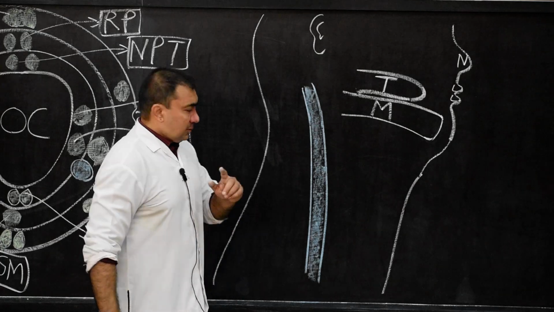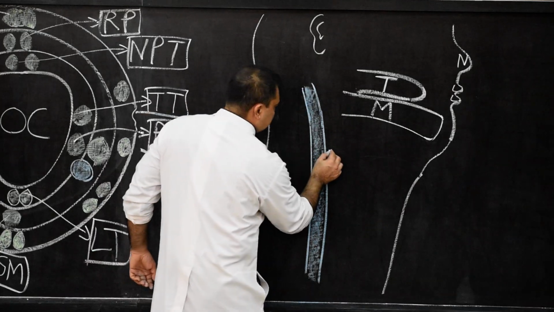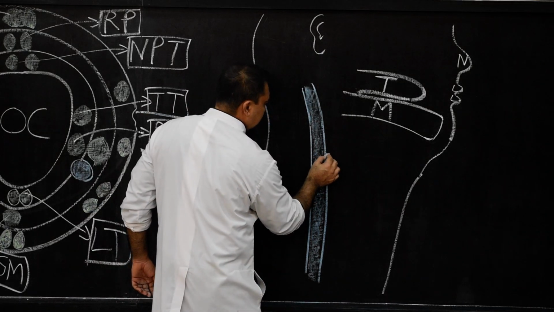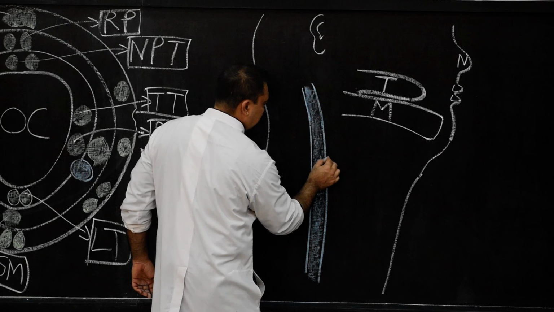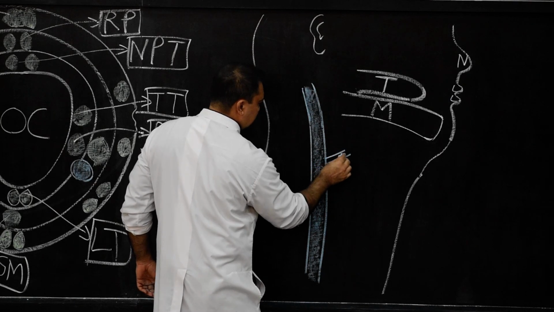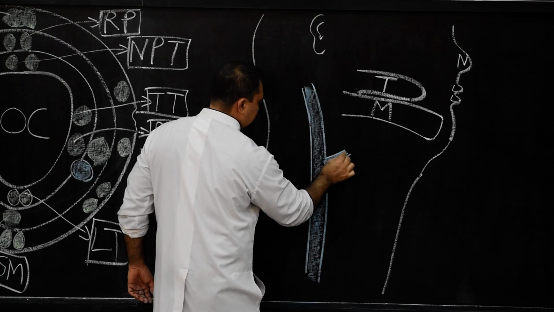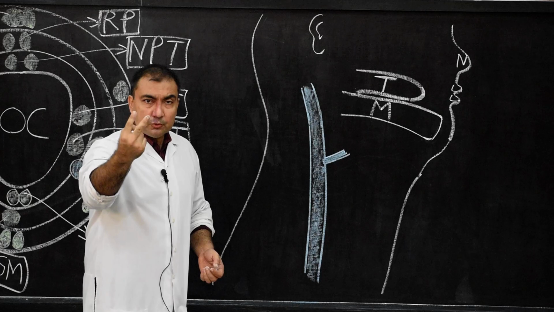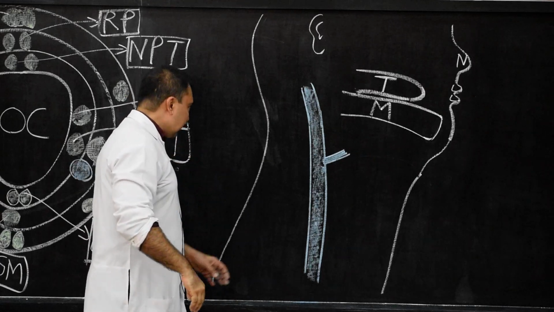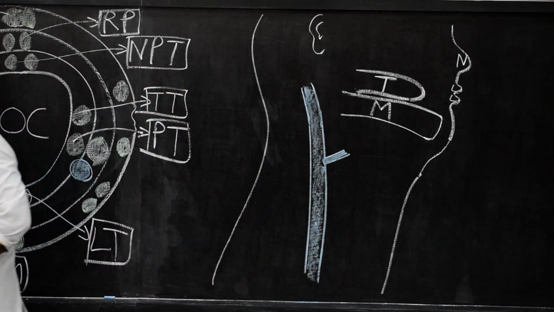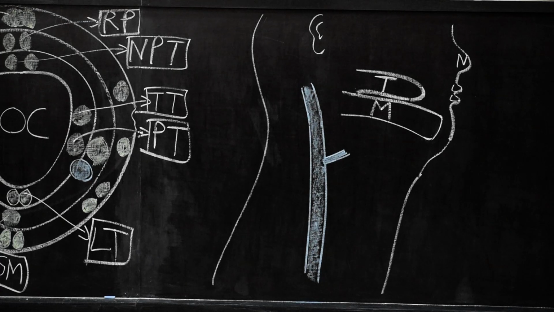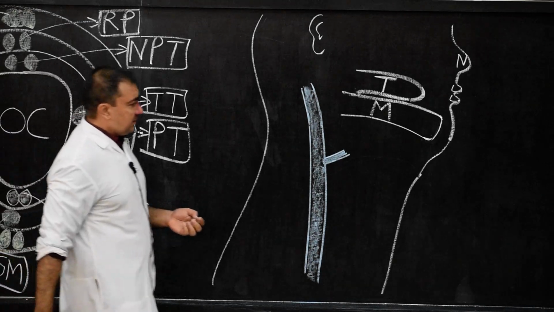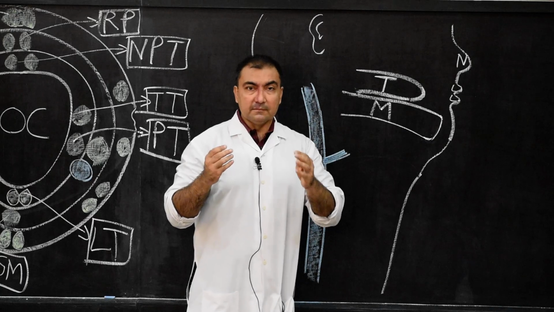Now, one of its tributaries we need to show, and that tributary will be the facial vein. This is the tributary. Then what do we show? We show two different muscle bellies, and that will be the posterior belly of digastric and the intermediate tendon of omohyoid muscle.